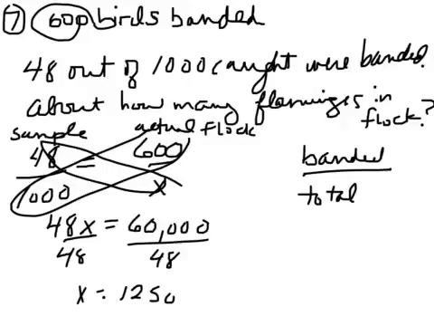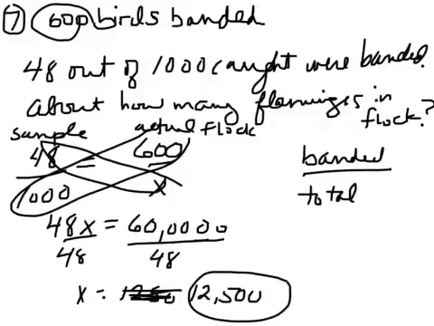Let's see. 1, 2, 3, 4, 5. Oh, in the calculator, I've only put 4 zeros, so let me redo that. It needs to be 600 with 5 zeros, and I only put 4 up here, didn't I? I need another 0 there. Let me get that in the calculator correctly. Okay, so if we divide by 48, we get 12,500 total.